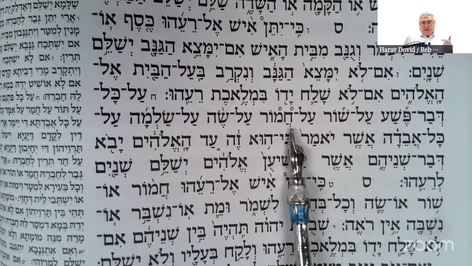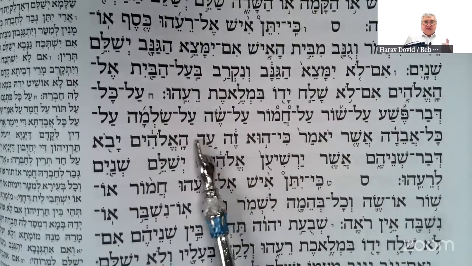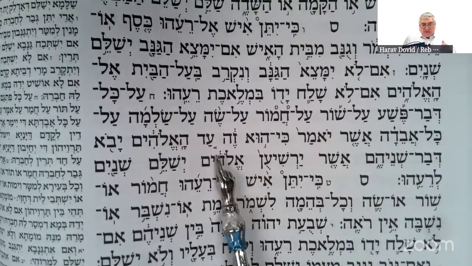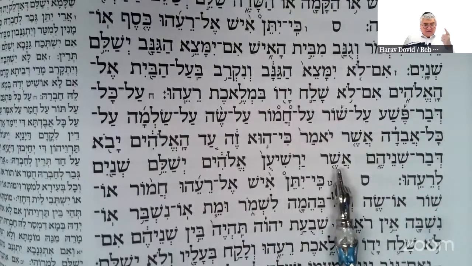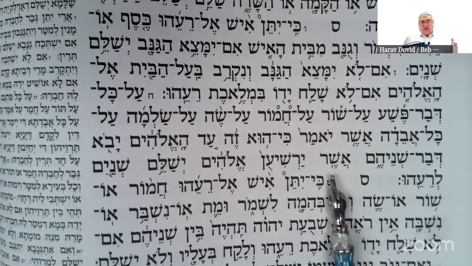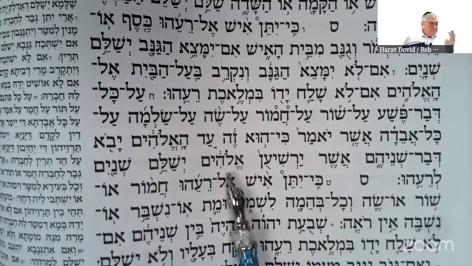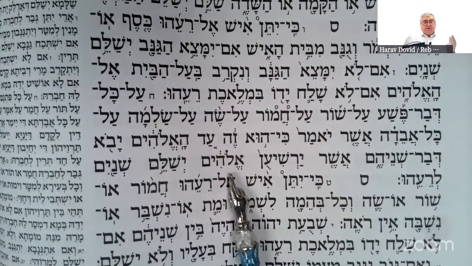Al Kol Davar Pesha, Al Shor, Al Chamor, Al Seh, Al Salma, Al Kol Aveda Asher Yomar Ki Hu Zeh. Ad Halohim Yavo Dvar Shneihem. So that's the second time it says it, and then a moment later, Asher Yarshiun Elohim Yishalem Shnayim L'Reyehu. So since it says Elohim 3 times, we say it refers to 3 Dayanim.